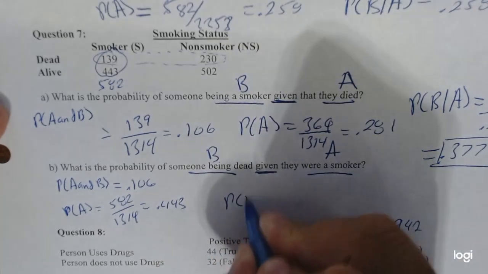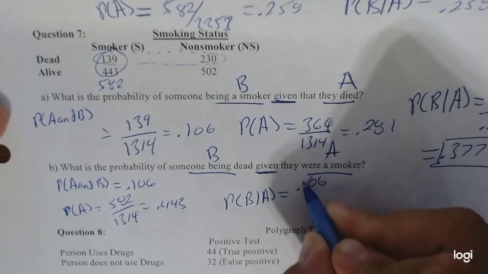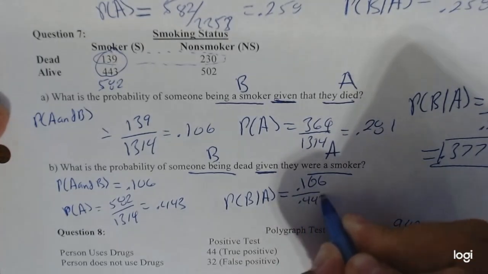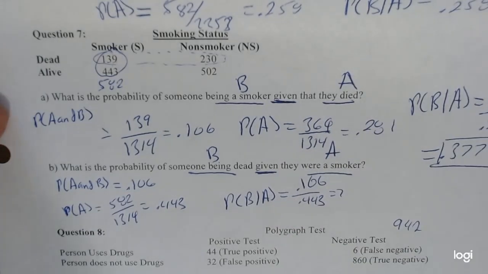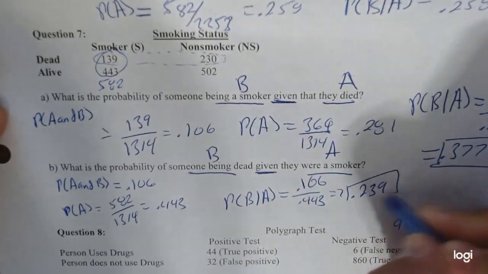So now the probability of B given A, the answer we were looking for, is the division of those two numbers. Or approximately 0.239 as the answer.